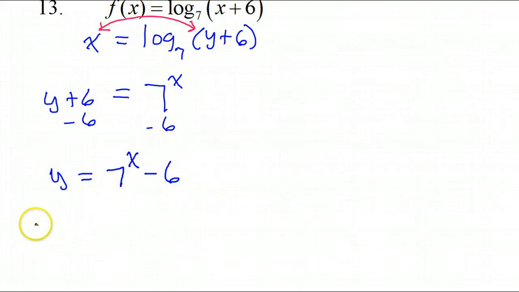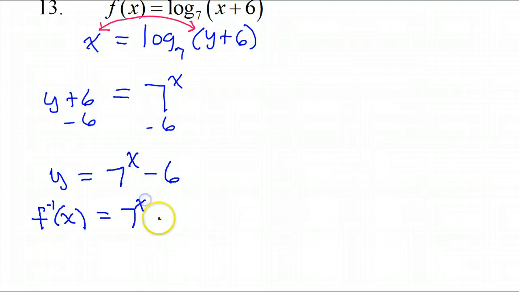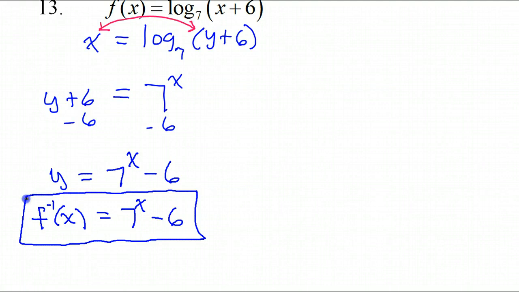And put the f back in there. Alright, we'll give it a negative 1 to make it the inverse. F inverse equals 7 to the x power minus 6. Alright, that was number 13.